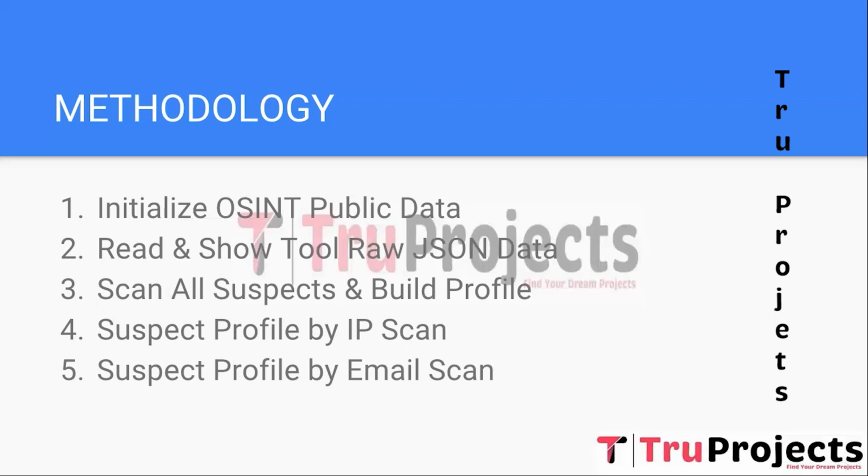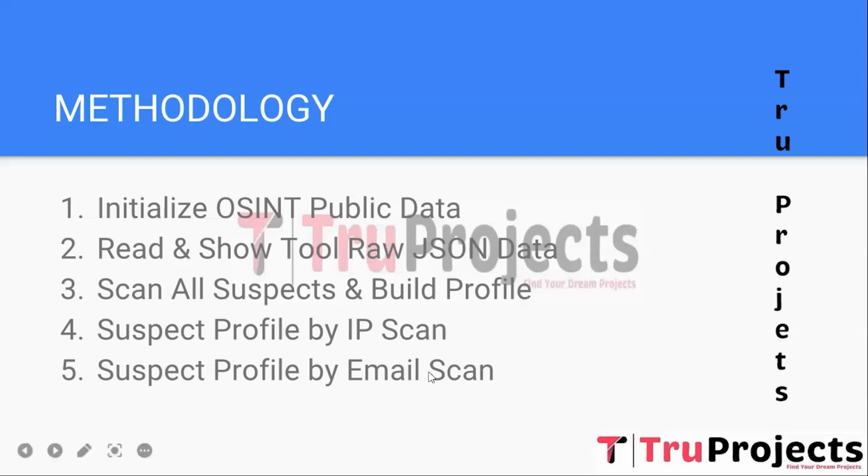And the fourth module is Suspect Profile by IP Scan. In this module, the system focuses on scanning and analyzing the digital footprints of suspects or criminals based on their IP address. By leveraging the gathered information, the system can identify any connections, patterns, or suspicious activities associated with these IP addresses. This allows for a deeper understanding of the suspect's behavior and potential involvement in cybercrimes.